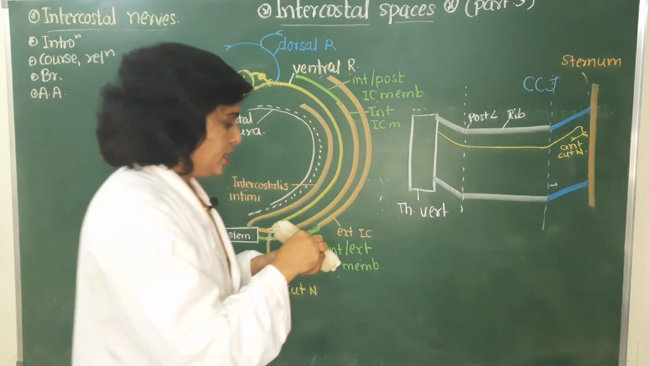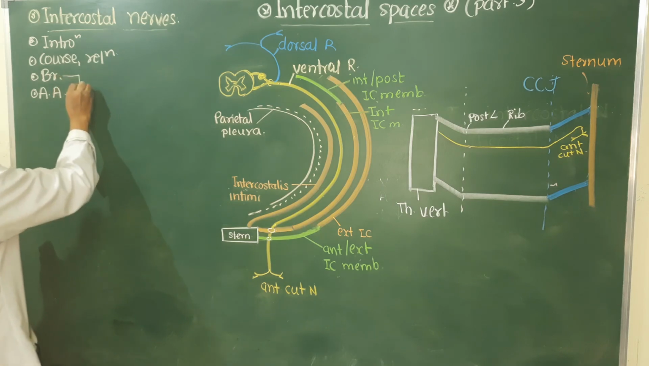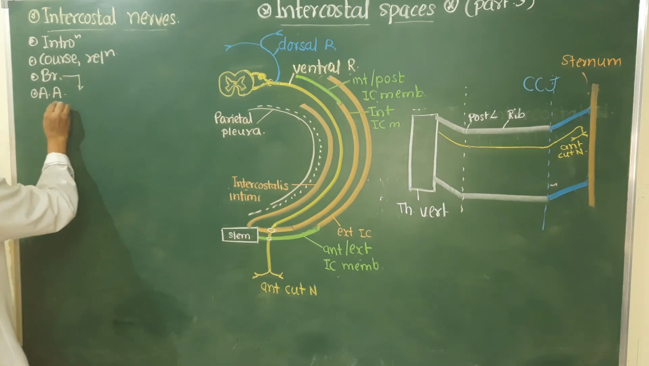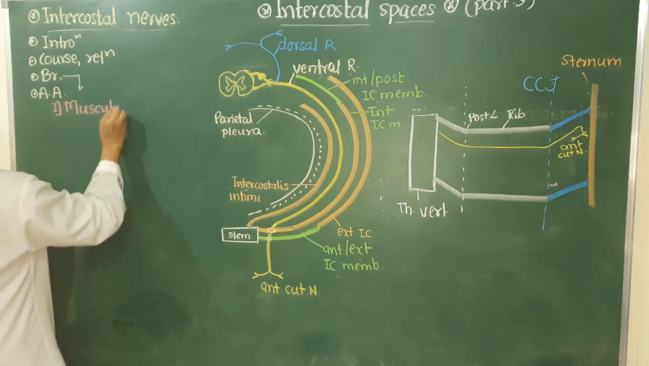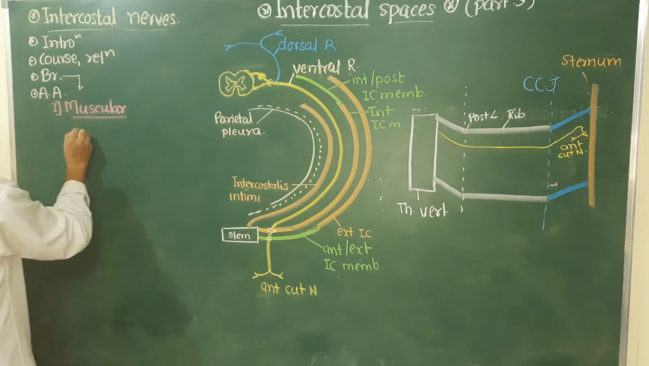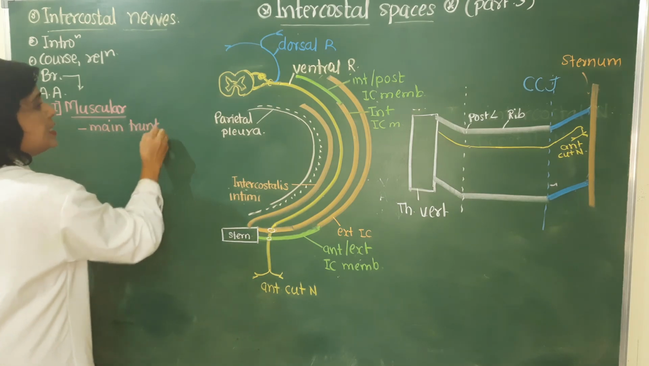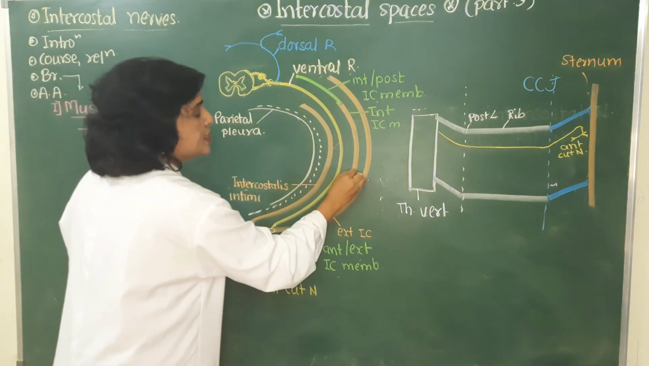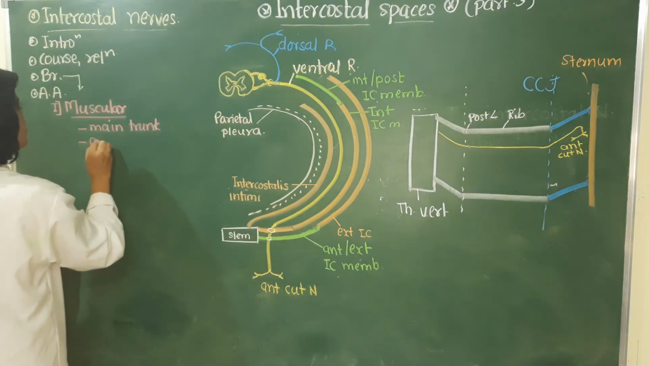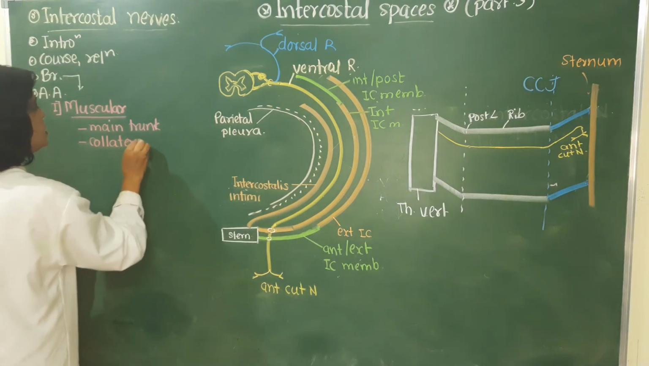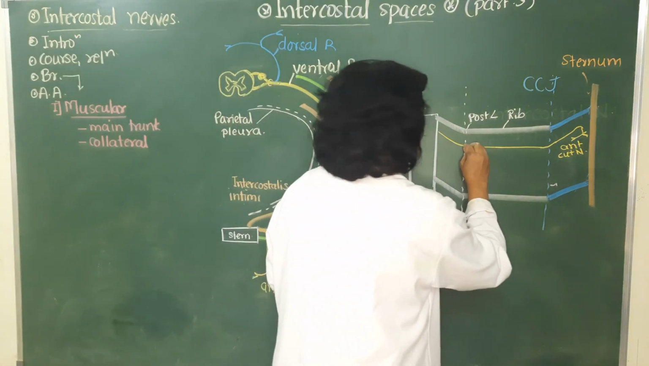Now if you see the branches, we will divide them into three groups. Suppose the branches are muscular. Three sets we will describe. The muscular branches arise from the main trunk of the nerve, and these supply the intercostal muscles of the same space. At the same time, it gives rise to one branch, the collateral branch, and this collateral branch arises near the posterior angle of the rib.